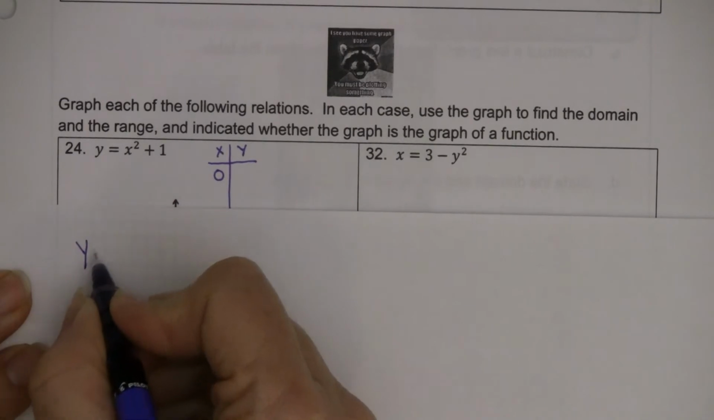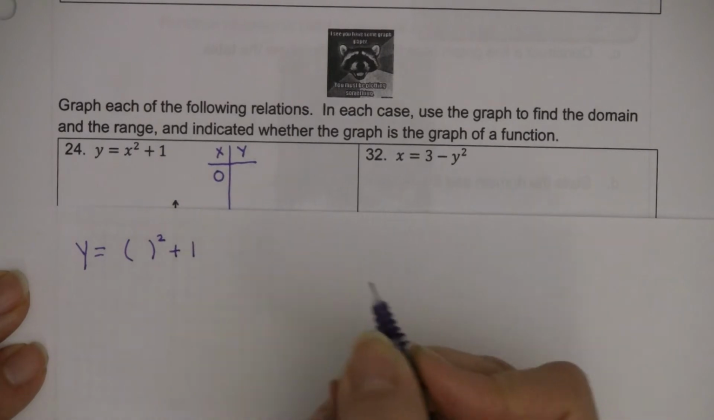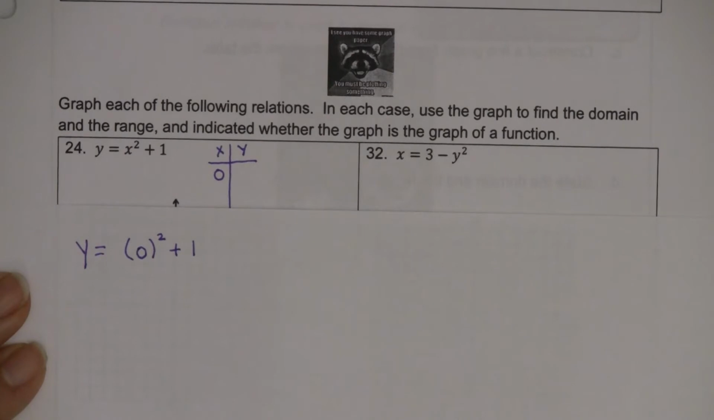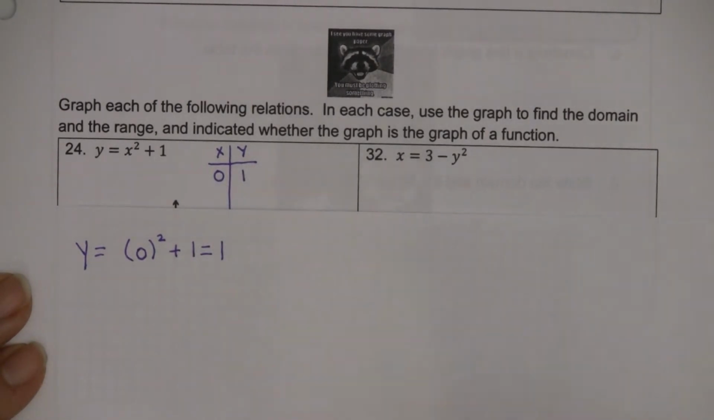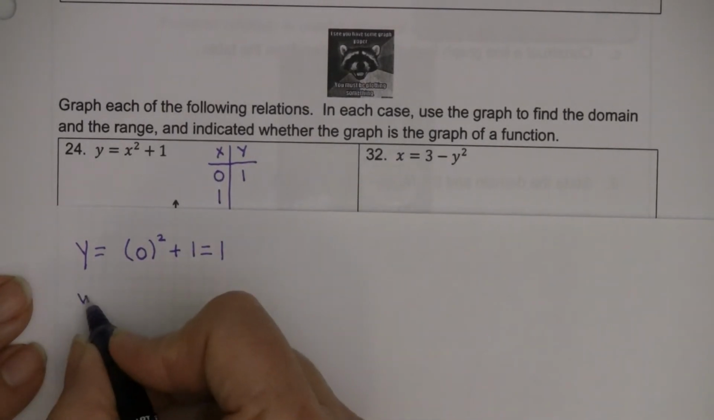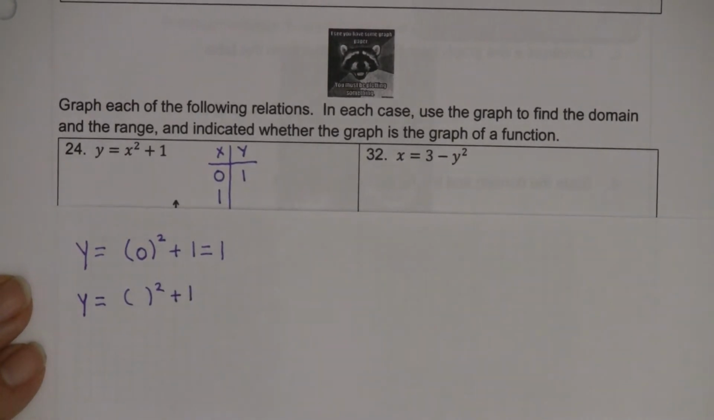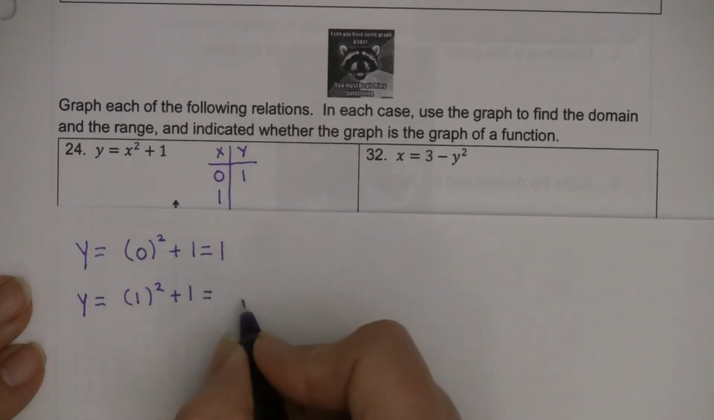So I have y equals, and then it's x squared, so I'm going to put parentheses squared plus 1. And we just said that we were going to put in 0. And when we do the math there, 0 squared plus 1 is 1. So I'm going to put that right here, 1. And then I'm going to pick another value for x, and I'm going to choose 1 because it's easy. So I'm going to do the arithmetic here. The same equation, y equals x squared plus 1, and I put parentheses for where x is going to go. And when I put in 1, I'm going to get 1 squared plus 1 is 2.